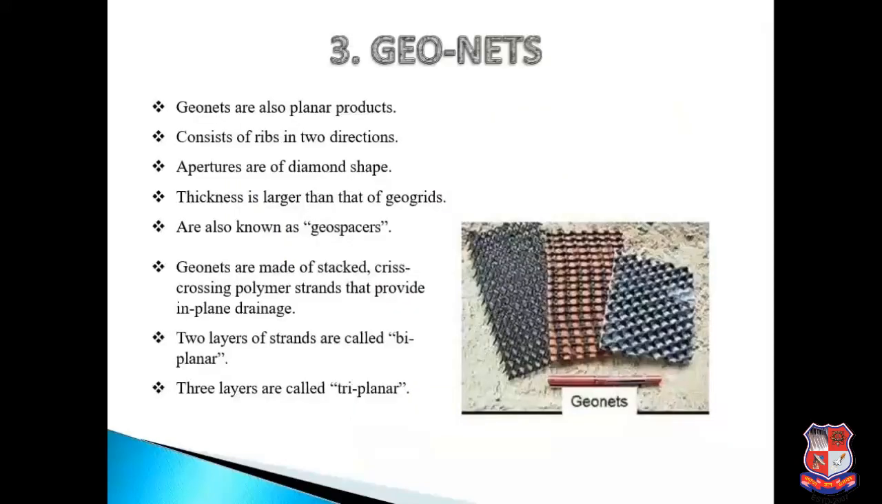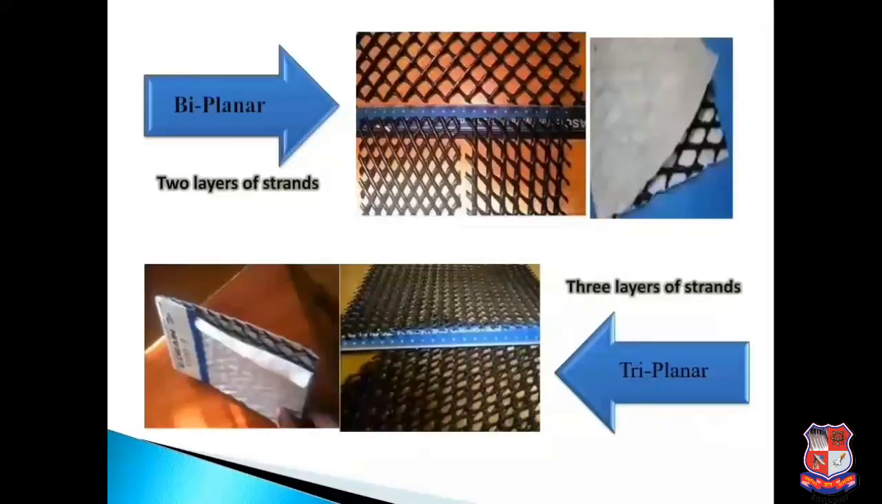Next one is geonets. Geonets are also planar products, consisting of ribs in 2 directions and are of diamond shape. Thickness is larger than that of geogrids, also known as geospacers. Geonets are made up of stacked crisscrossing polymer strands that provide in-plane drainage. Two layers of strands are called biplanar and three layers are called triplanar. You can see biplanar and triplanar in the image.